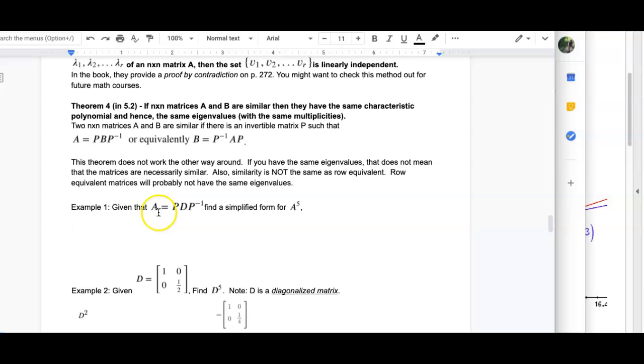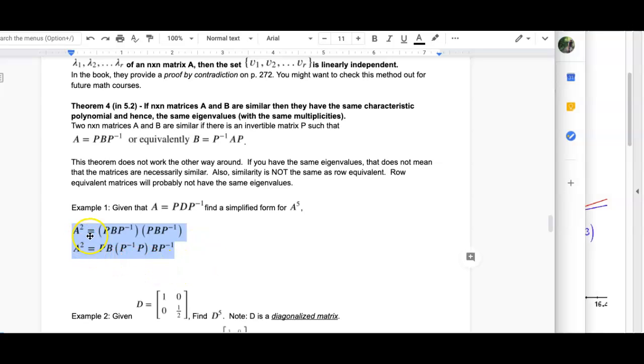Example 1 says, given that we have a matrix A where A is equal to P D P inverse, find the simplified form for A to the fifth. What we want to see is what happens when we break this down a little bit. If we set this up, we have A squared. So if I do A squared, I'm just writing this thing twice. And when I write this thing twice, I can use the associative property and group the P inverse here and the P here together so that they go ahead and cancel out.